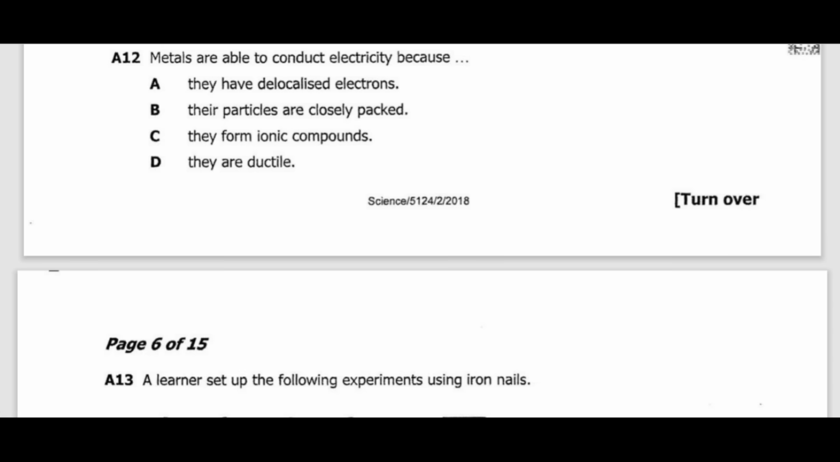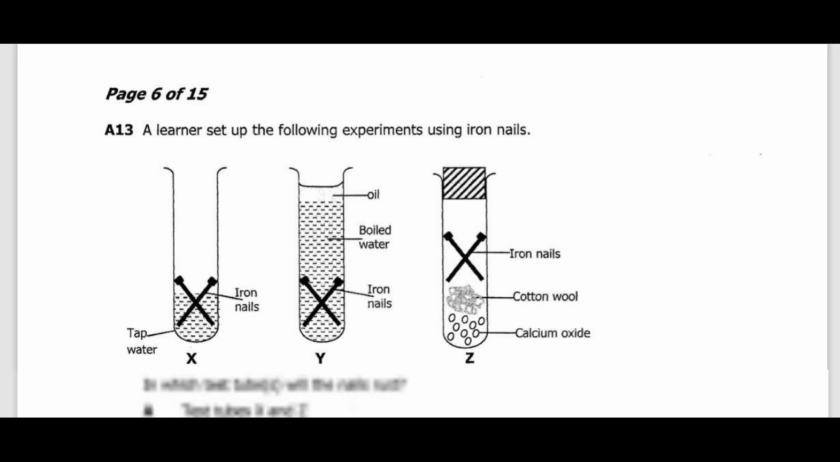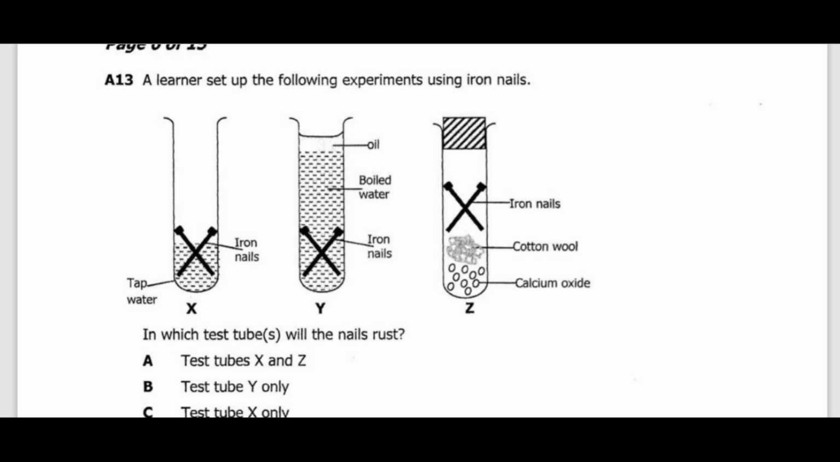Okay, so we go to question 12. Metals are able to conduct electricity because they have delocalized electrons. Their particles are closely packed. They form ionic compounds. They are ductile. So the answer is just A. They have delocalized electrons, which means the electrons are free to move. Whenever we have free mobility of electrons, we have these characteristics of conductivity of electricity.